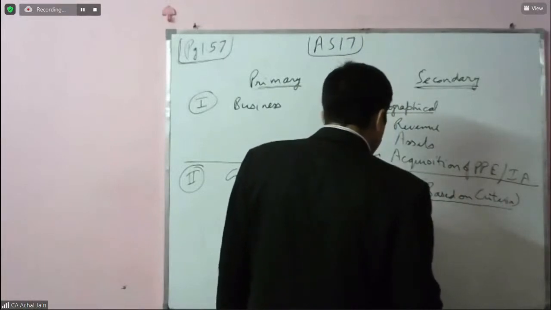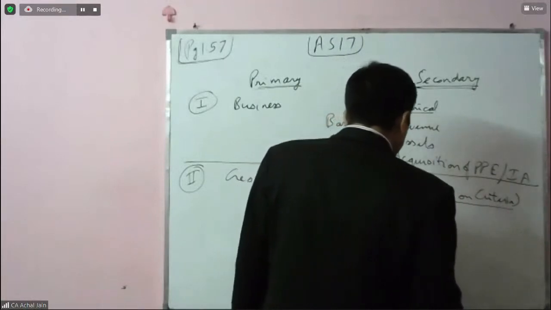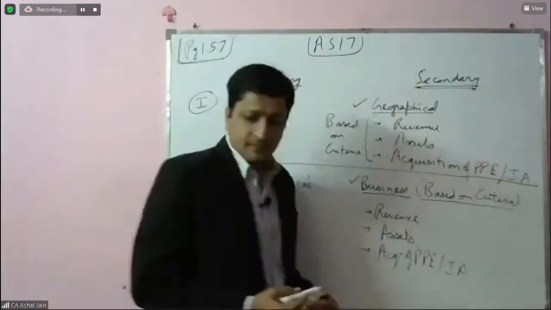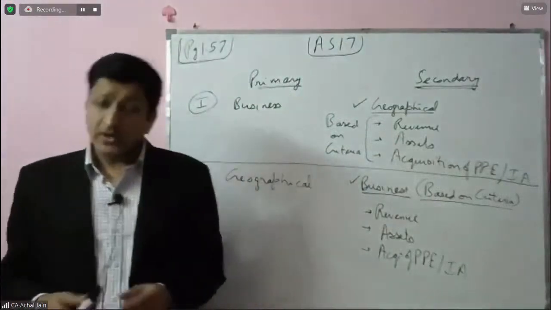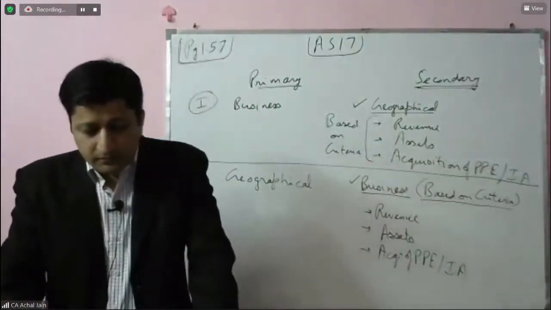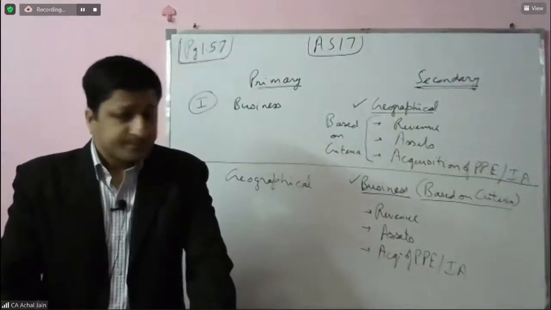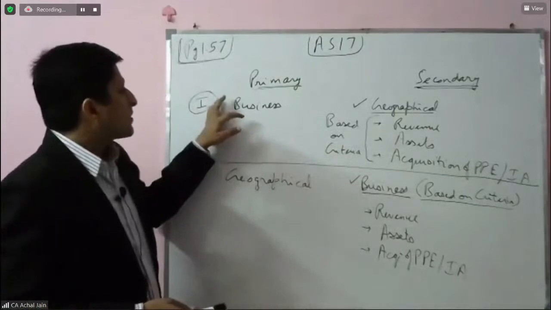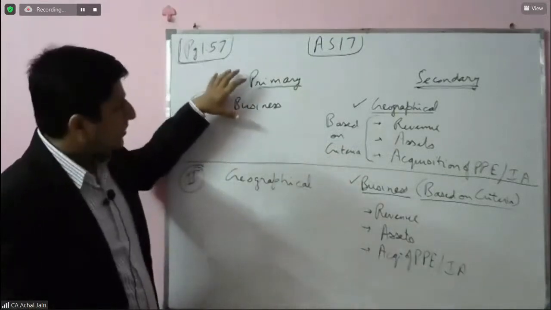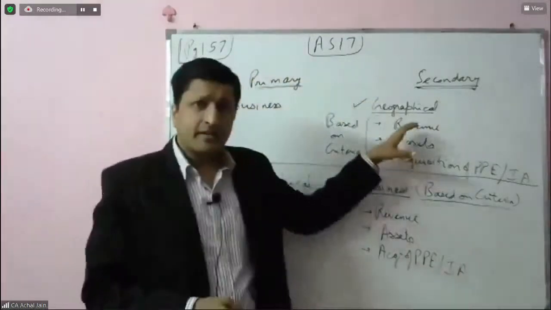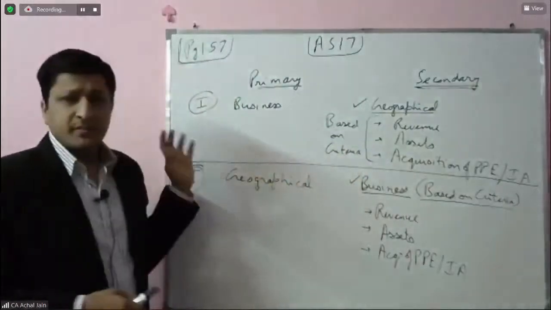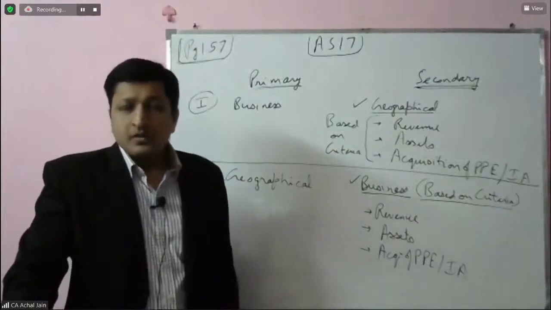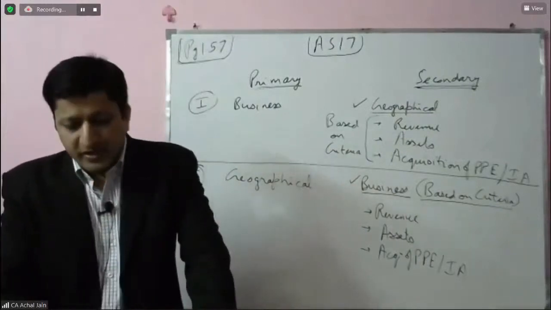You can say acquisition of PPE. Okay. Other than this, means other than the disclosure in relation to primary and the secondary, whichever case it may be, there can only be two situations. Some more disclosures are required to be given. Let's understand that.